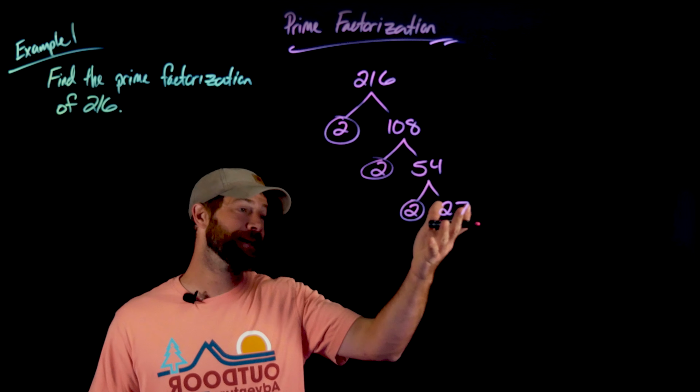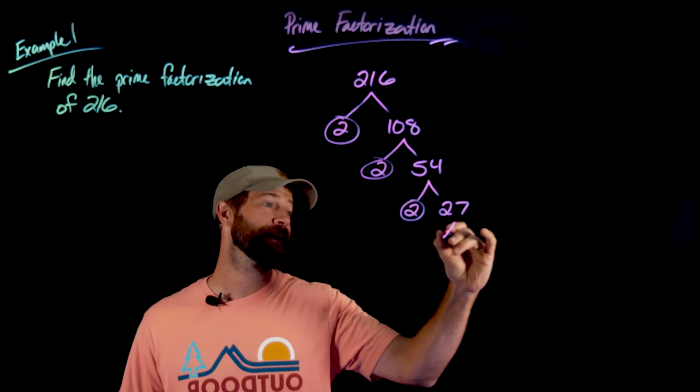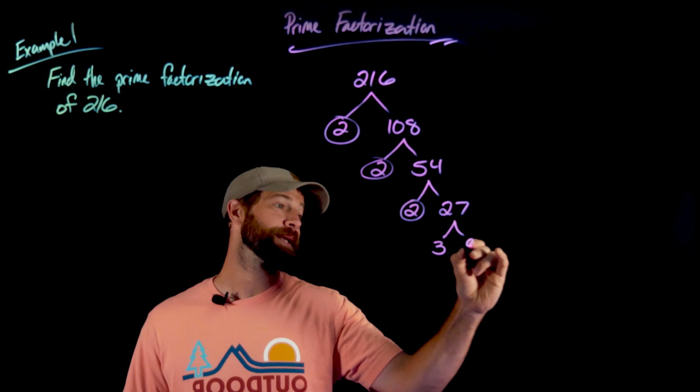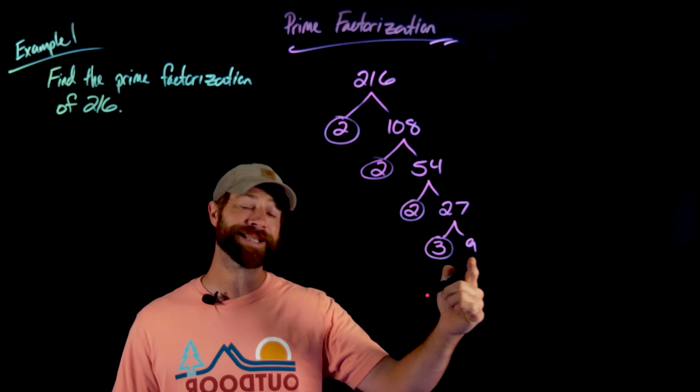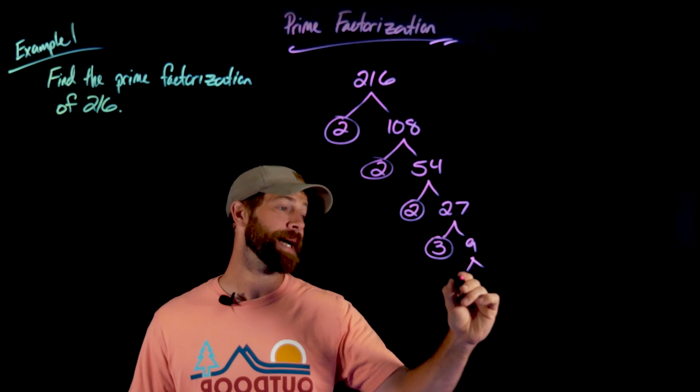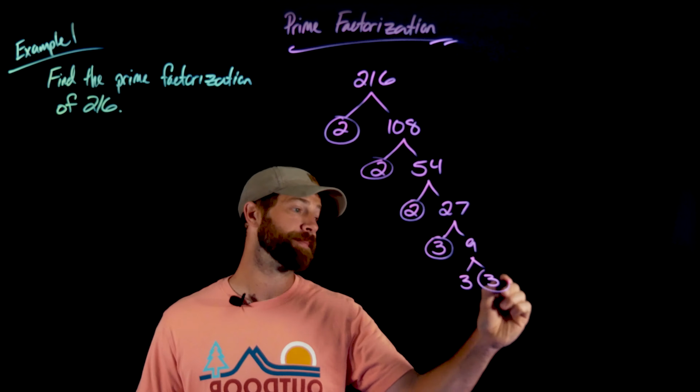I'm going to see if I can divide. Oh yeah, I can definitely divide this by 3. 27 is 3 times 9. 3 is a prime number. 9 is composite. I can write 9 as 3 times 3.